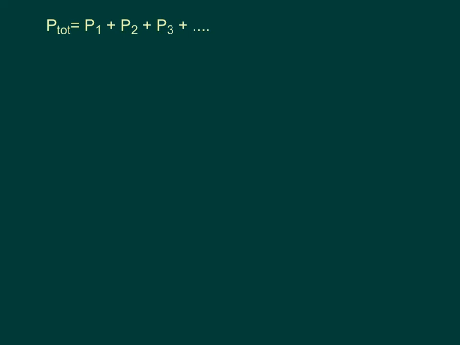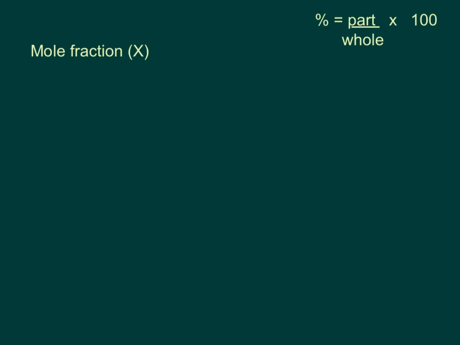But we can also determine those partial pressures if we know the number of moles of gases present in the mixture. Mole fraction is a dimensionless number that expresses the number of moles of a particular gas to the total number of moles in the sample. It's just like looking at a percent, except that we're not going to multiply by 100.